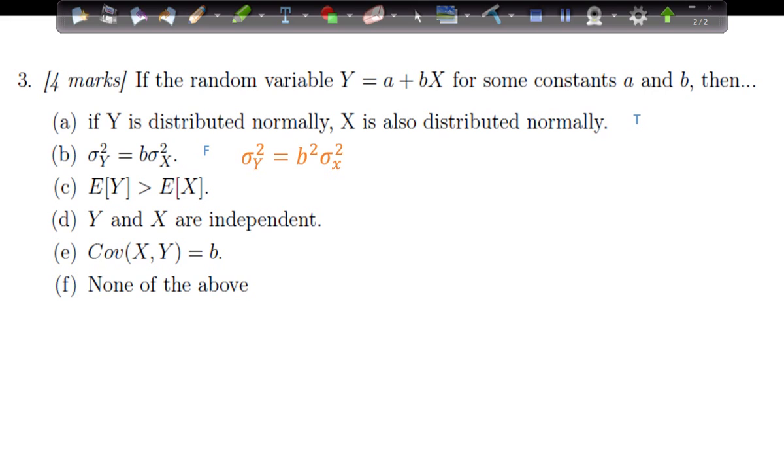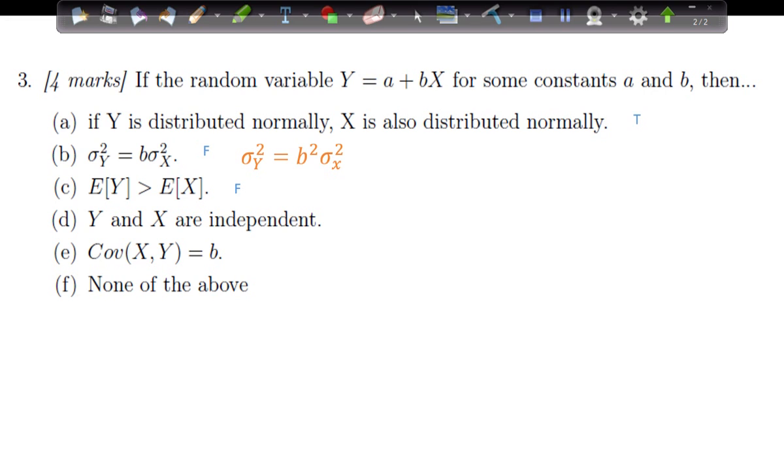There was no mention that the constants a and b must be positive. Hence, it is likely that a and b could be negative. If a and b are actually negative, the expectation of y would be less than the expectation of x. Therefore, C is actually false.